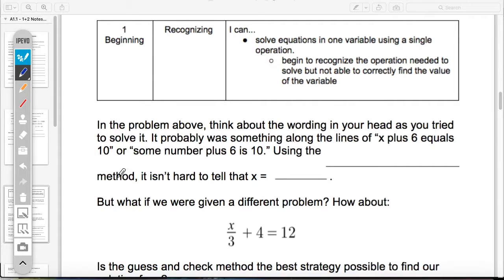So, in the problem above, think about the wording in your head as you tried to solve it. In fact, we wrote it down actually. It probably was something along the lines of x plus 6 equals 10, or some number plus 6 is 10.